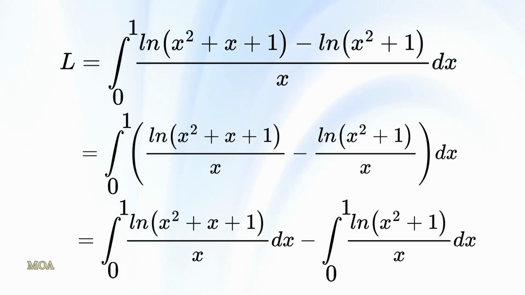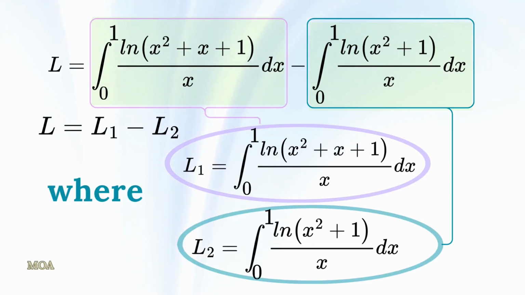Next, by linearity of the integral, we split this into the difference of two integrals. L equals L sub 1 minus L sub 2, where L sub 1 is the integral from x equals 0 to 1 of natural logarithm of x squared plus x plus 1 over x with respect to x. And L sub 2 is the integral from x equals 0 to 1 of natural logarithm of x squared plus 1 over x with respect to x.